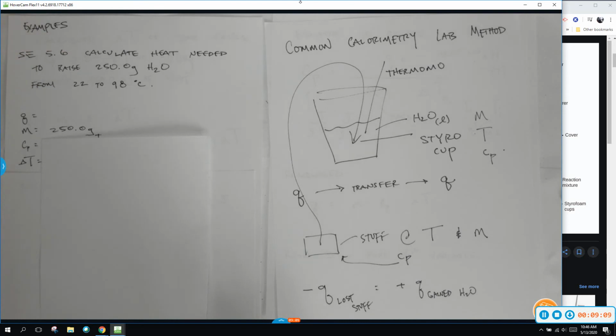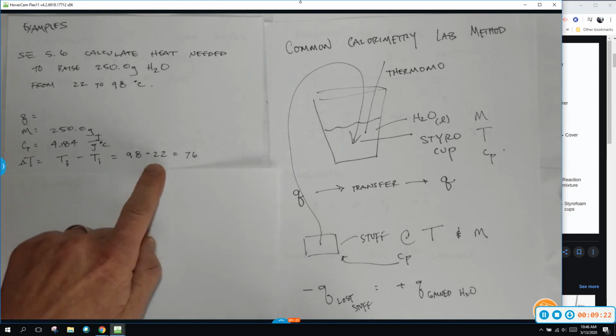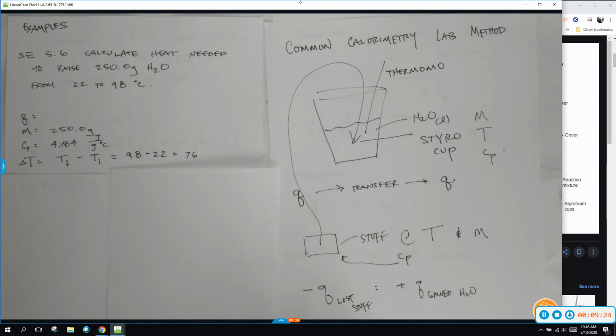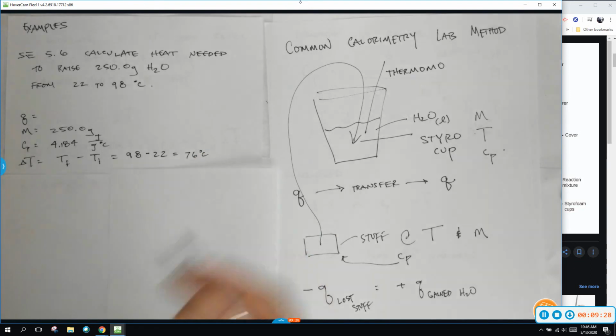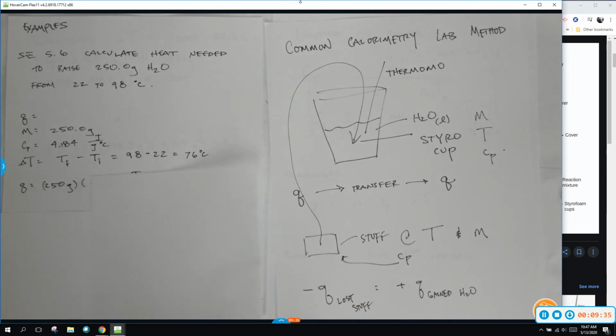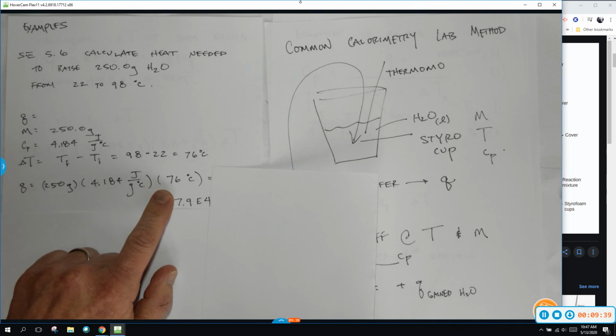We know the specific heat capacity of water is 4.184 joules per gram degrees Celsius. And we know that our change in temperature, always calculated by temperature final minus temperature initial, is 98 minus 22, or 76 Celsius or 76 Kelvin, because remember the Celsius and Kelvin can be used interchangeably when they're a change. And so let's put this into our equation. Q equals M times C times delta T.